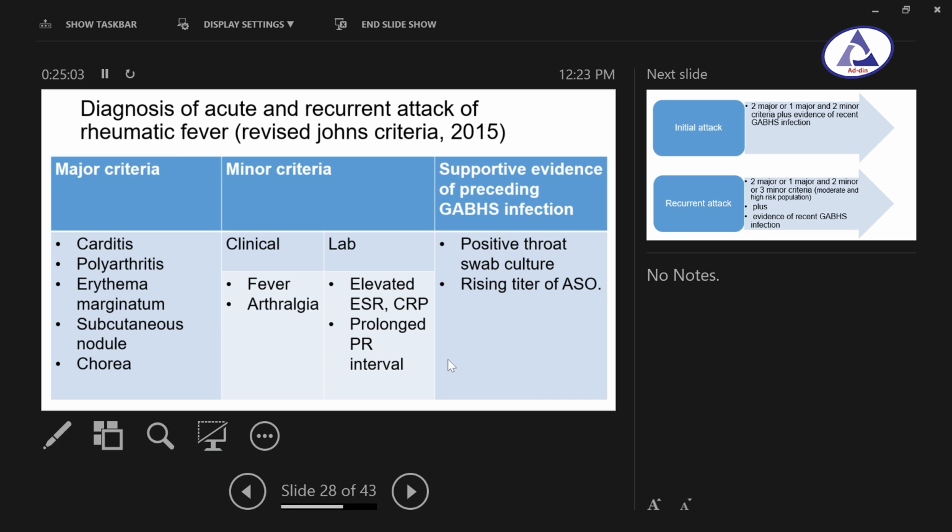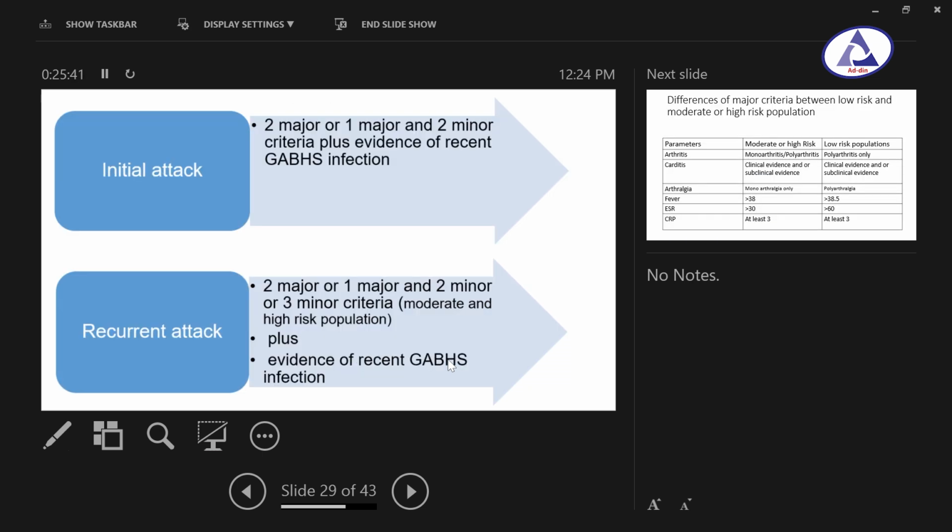Minor criteria are clinical and laboratory criteria. Clinical criteria are fever and arthralgia. And what are the laboratory criteria? Elevated ESR, CRP and prolonged PR interval. And what is the supportive evidence of preceding group A beta hemolytic streptococcus? That is a positive throat culture and raised ASO titer. Now the interpretation of the Jones criteria of acute rheumatic fever.